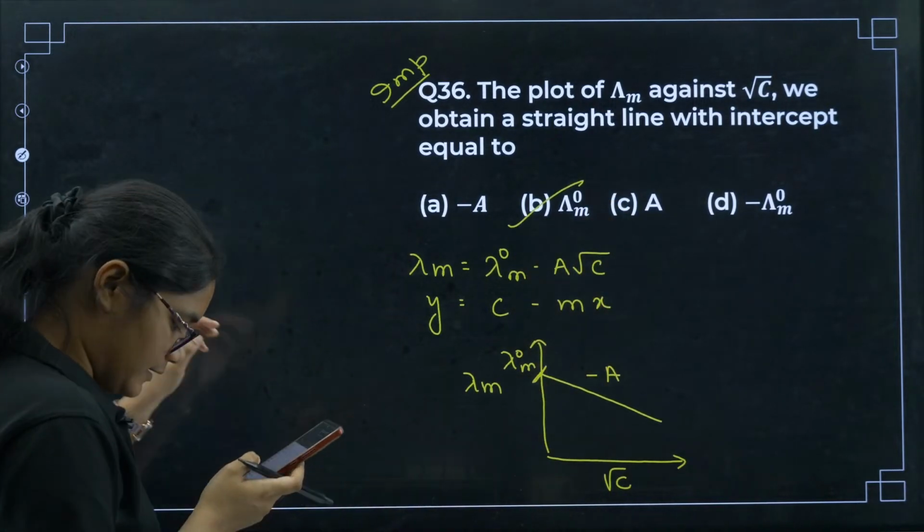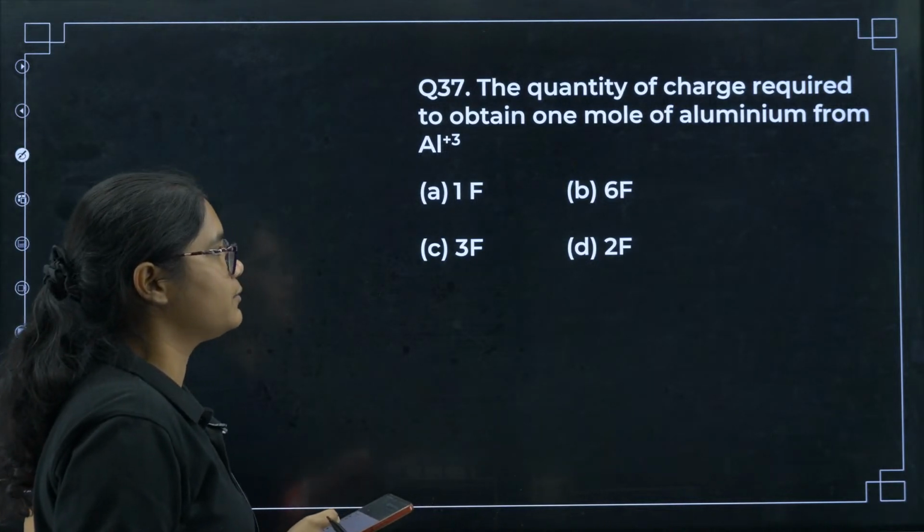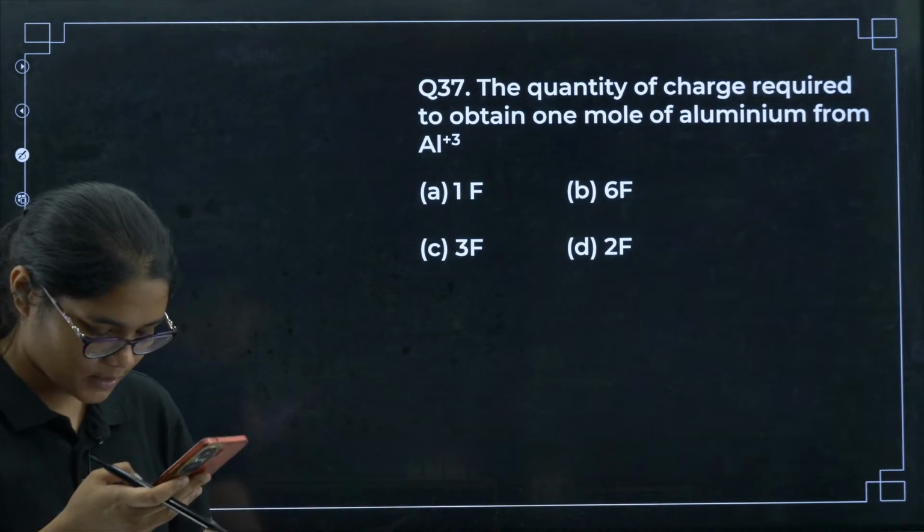Okay, next we'll move to question number 37. The quantity of charge required to obtain 1 mole of aluminium from Al3 plus.